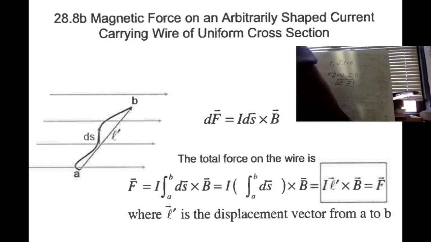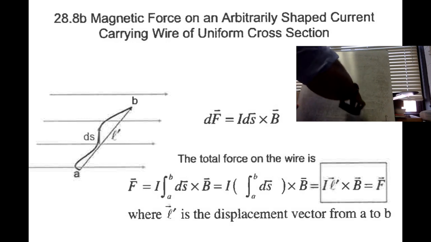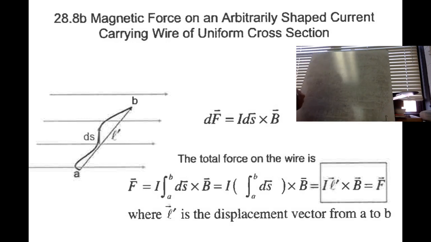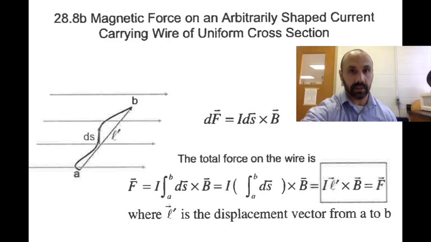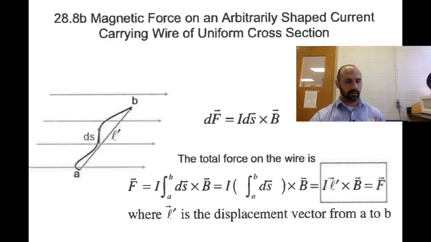All right, and so now this works even if we have to split up a wire into a lot of little pieces. So we add up the whole path. The total force on the wire is still IL cross B, even as we're adding up all those little pieces, where L is the straight line path from one end to the other.